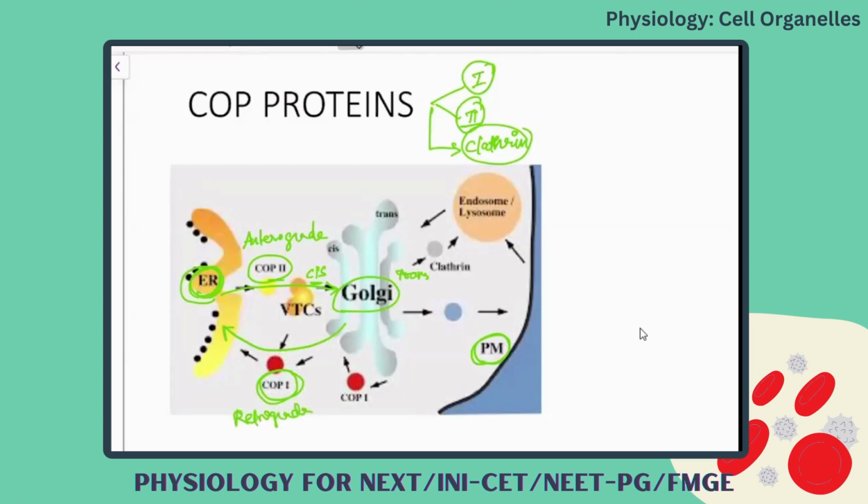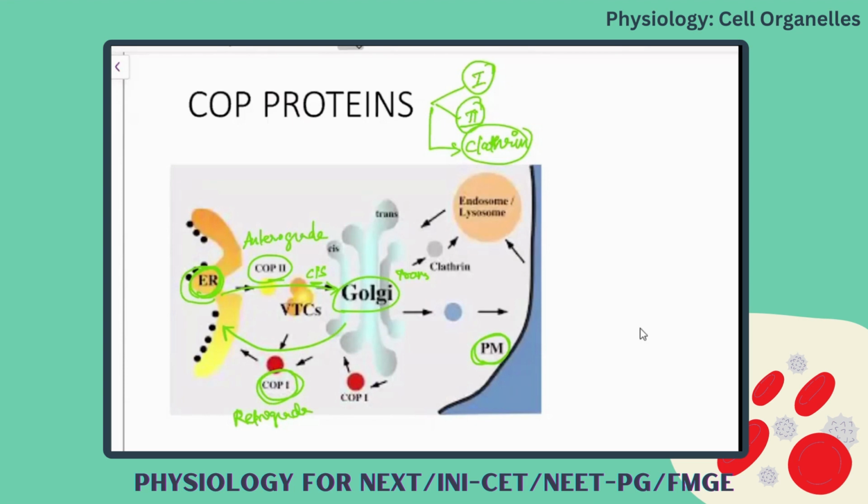transmission. So you have two types of COP proteins, COP1 and COP2. COP2 is mainly involved in the anterograde transmission from the endoplasmic reticulum to the Golgi apparatus. And COP1 is retrograde transmission from the Golgi apparatus to the endoplasmic reticulum.